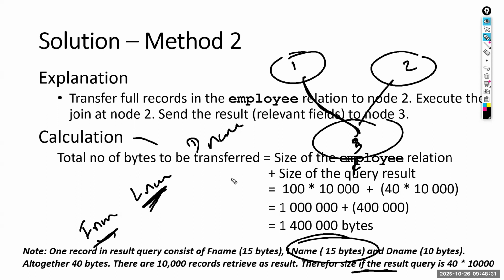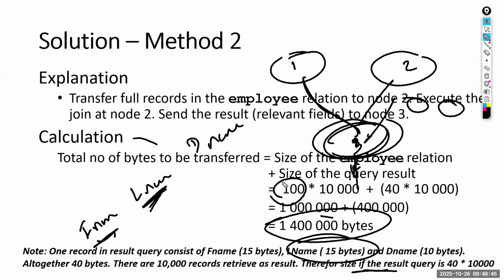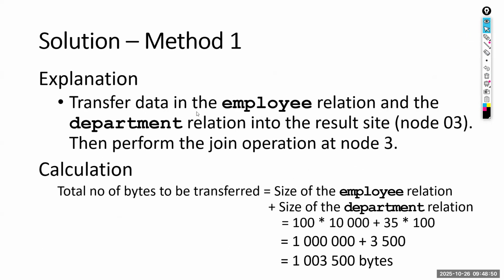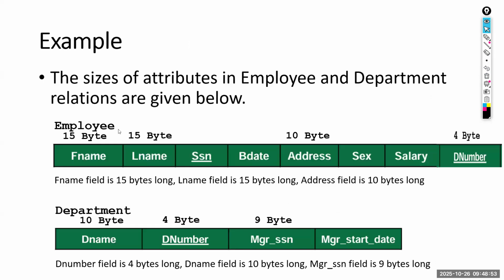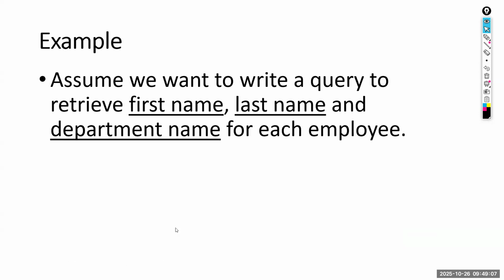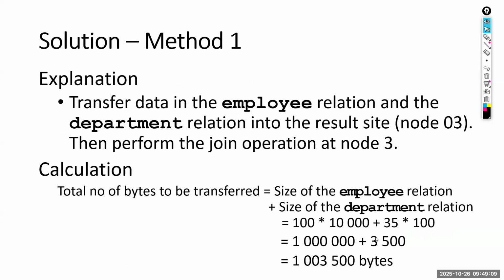And from the department table, you just need to take only department number and department name. That's enough. And then do the join and give the result. So then this will be reduced, because it's not 100 bytes, it's less than 100 bytes. So here it will be 15, 15 and 4. That is 34 bytes. So 34 bytes is way lesser than 100 bytes. And here you just need to take 10 and 4, 14 bytes. So here it will be 14 bytes.